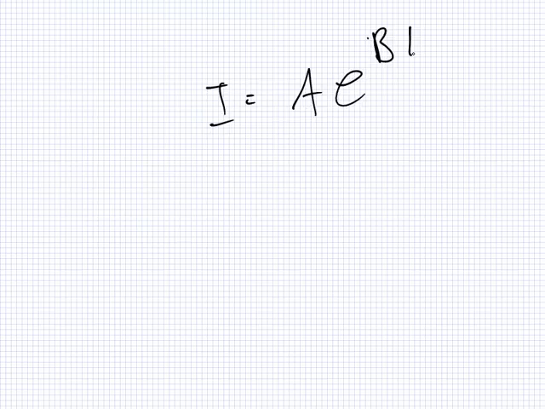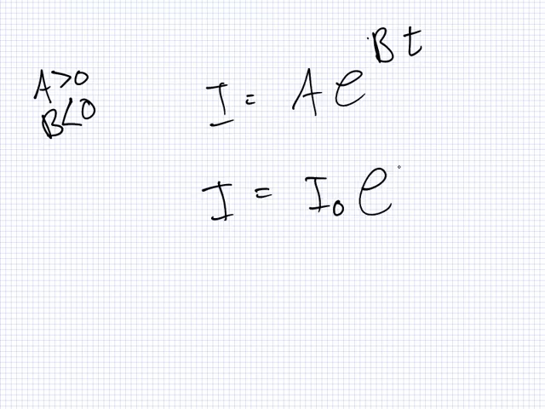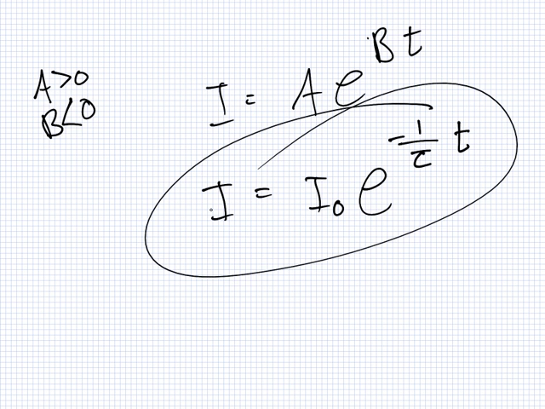I equals I0, well, it was something like this. I equals A e^(Bt). This is the form of it, where A is positive and B is negative. So, usually we write it like this: I0 e to the power of minus t over tau, and instead of using the constant B, we use this constant 1 over tau. It's a Greek letter, tau. So this is the form of the graph.